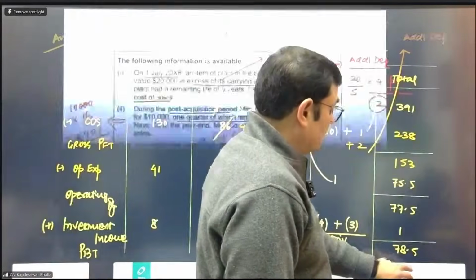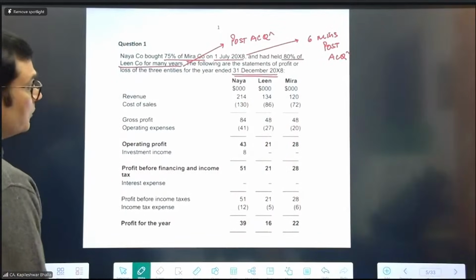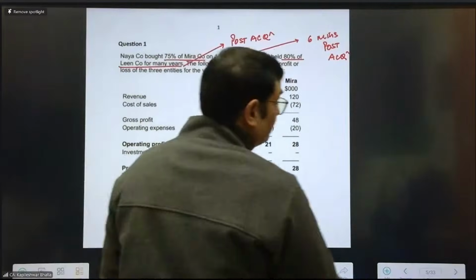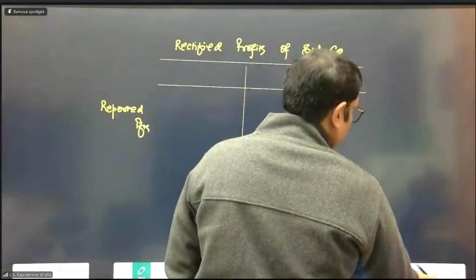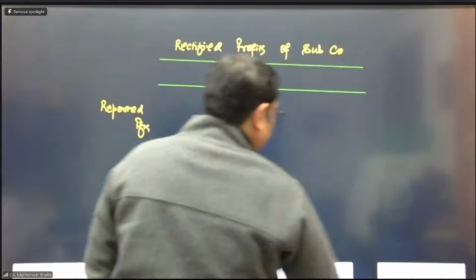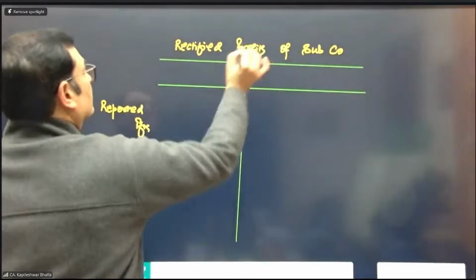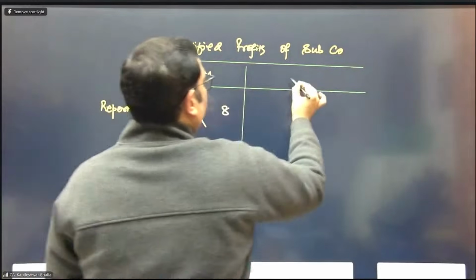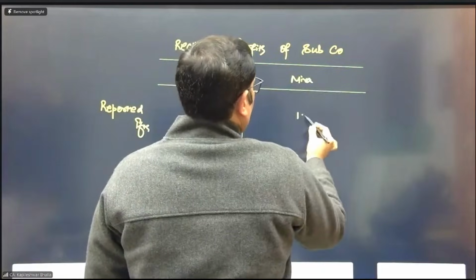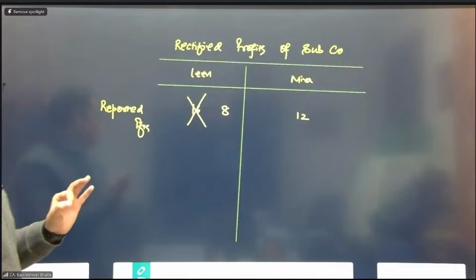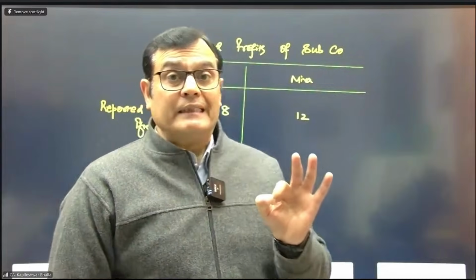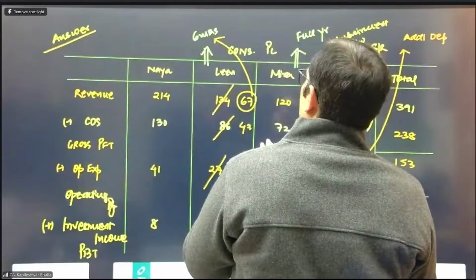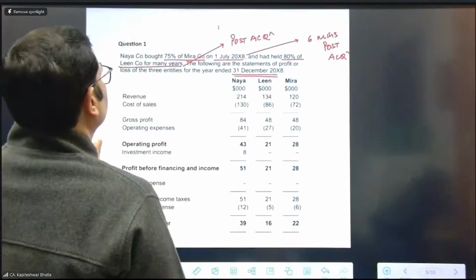Let's go back to the reported earnings in the question. The reported earnings are 16 for Lean and 22 for Mira. So this is Lean 16, but we'll take it as 8, and Mira is supposed to be 12, because we need the profits for the post-acquisition period. So in terms of Lean, we need to consider 6 months. Lean was 6 months, right? Yes.